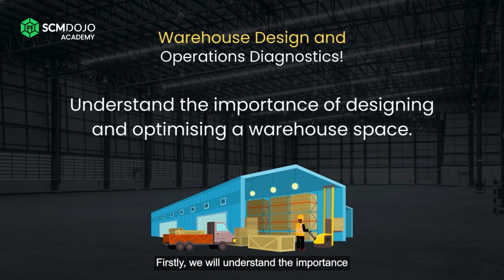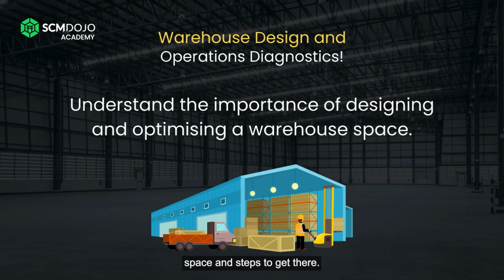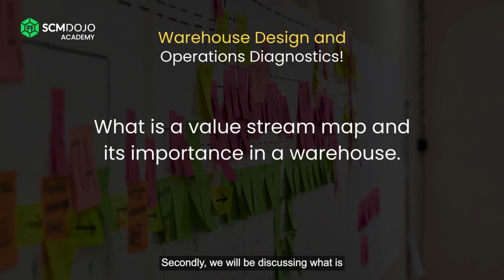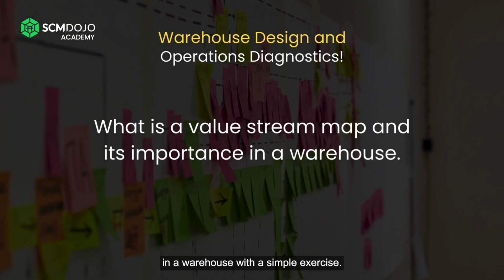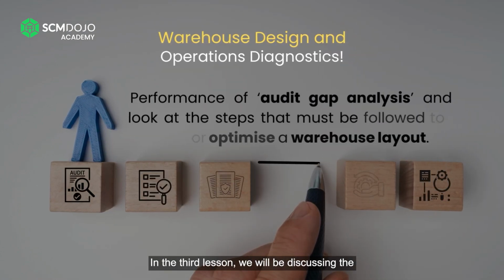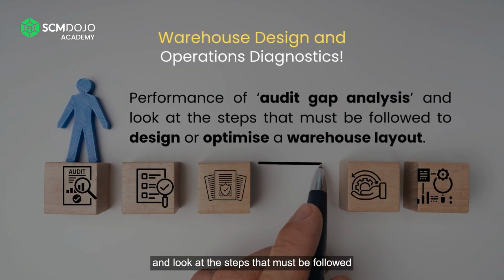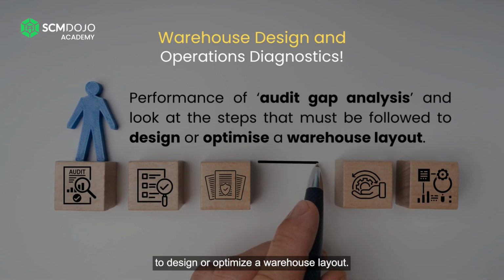Firstly, we will understand the importance of designing and optimizing a warehouse space and steps to get there. Secondly, we will be discussing what a value stream map is and its importance in a warehouse with a simple exercise. In the third lesson, we will be discussing the performance and the benefits of an audit gap analysis and look at the steps that must be followed to design or optimize a warehouse layout.